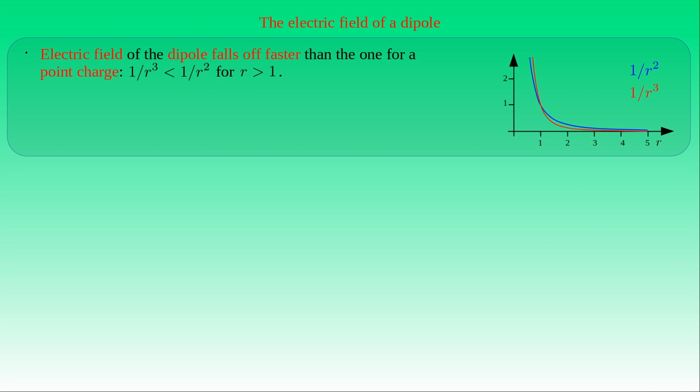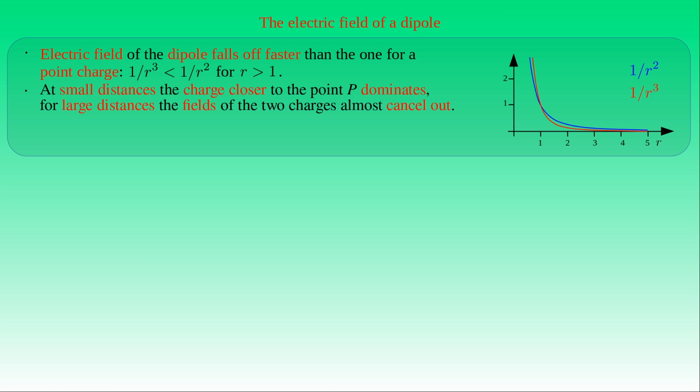These formulas show that the electric field of a dipole falls faster than the one of a point charge, since 1 over r cubed is less than 1 over r squared for distances greater than 1 unit length. At small distances the electric field is dominated by whichever charge the point P is closer to, and the faster fall off of the field is the consequence of the fact that the electric fields of the charges almost cancel each other out for large distances.